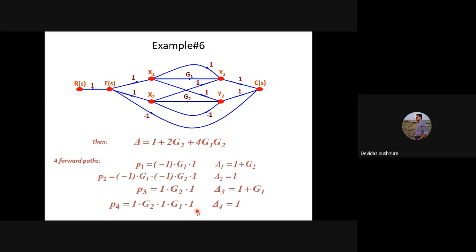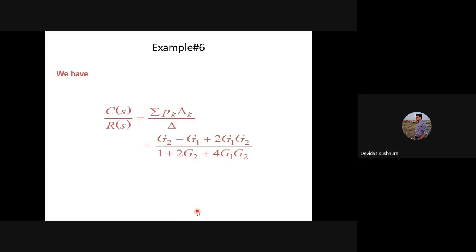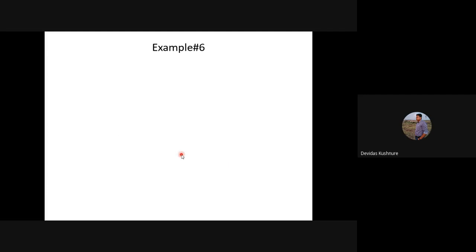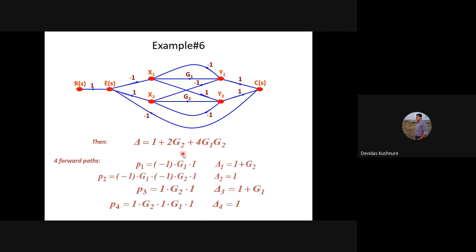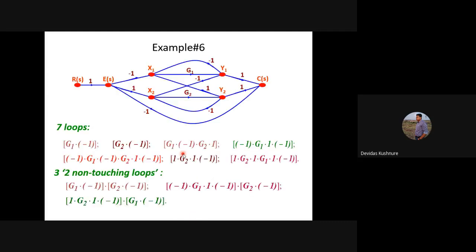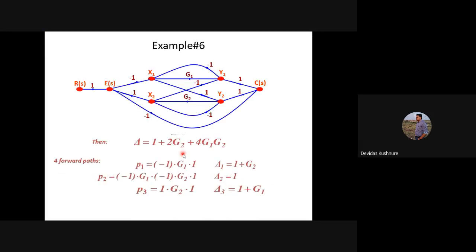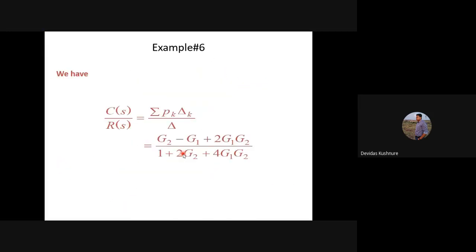4 forward paths. Okay, so delta 1, delta 2, delta 3, delta 4 we need to calculate, and then at last we have the formula. We have to expand this, and we have to put everything here, and by keeping all these values in the formula and solving, we can get a function like this, a closed loop transfer function, right? So this is the way we have to solve.